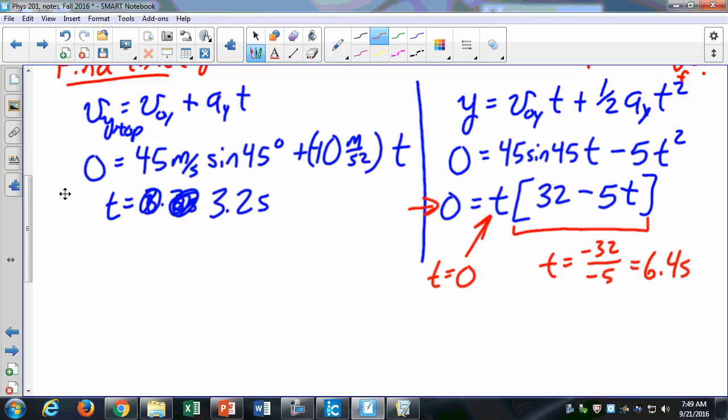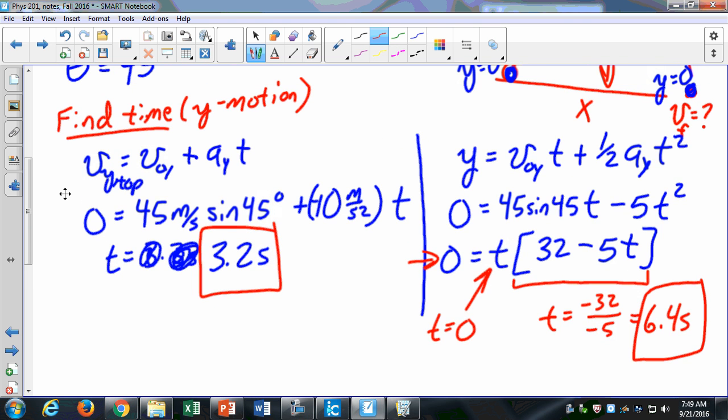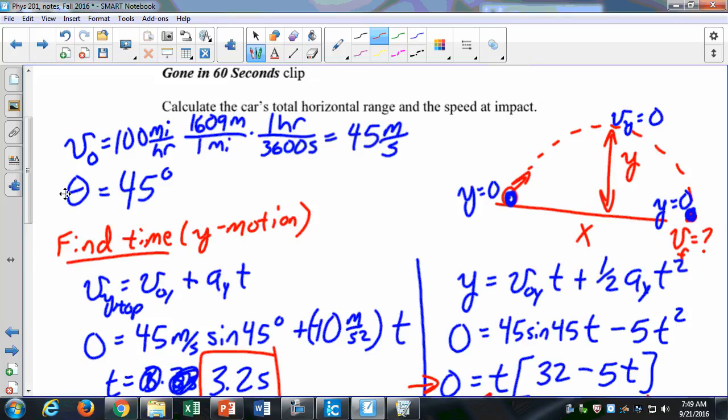But for now, we know that the time at the top is 3.2. The time at the end is 6.4. And actually, if you watch the clip, it is about 6 or 7 seconds total that he's in the air. So it seems fairly legitimate. Okay, so we found our time. We found the time here, and we found the time here. But what are we looking for? Well, we're looking for the maximum height and the maximum range.